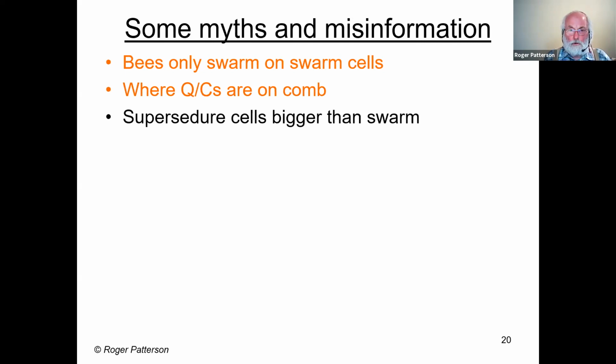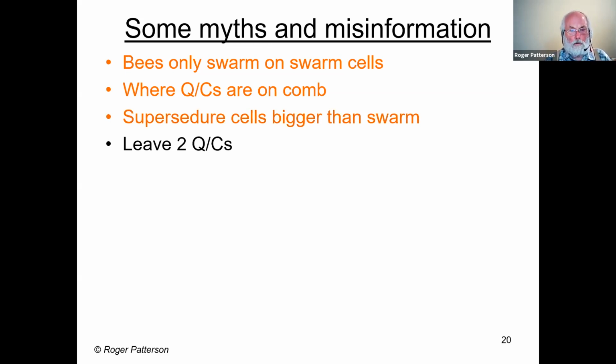I mentioned again, supersedure cells are bigger than swarm cells. And I do keep hearing this one, but it's very unlikely you'll get supersedure cells in a colony where you've got swarm cells. So how on earth are you going to compare them? Not only that, look in a colony when it's swarming and you'll see the swarm cells are different sizes. So it just doesn't make sense. But I think it's just one of these things that people just simply cut and paste because somebody else said so.